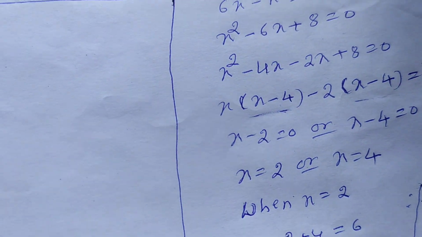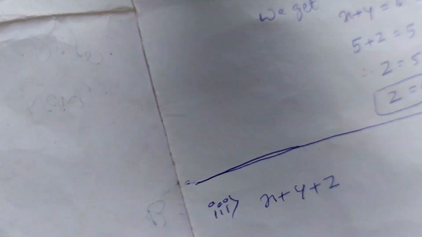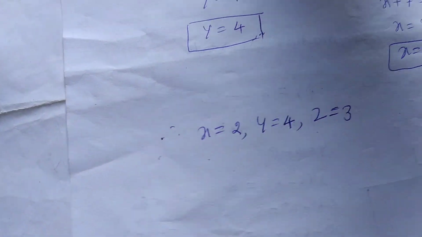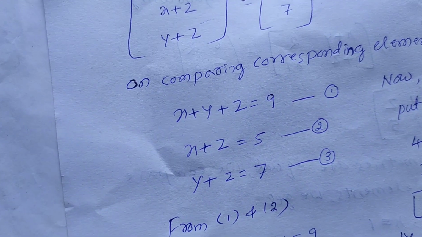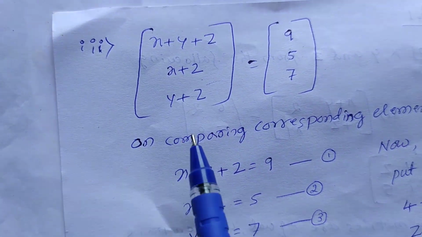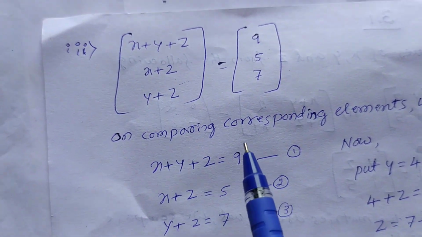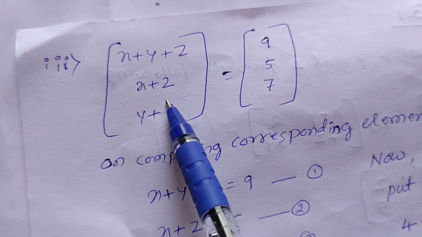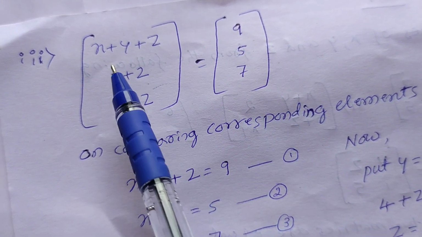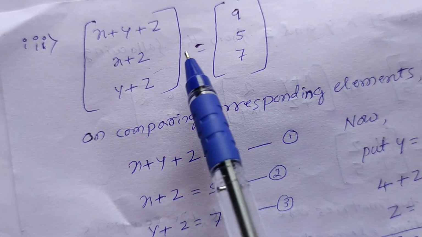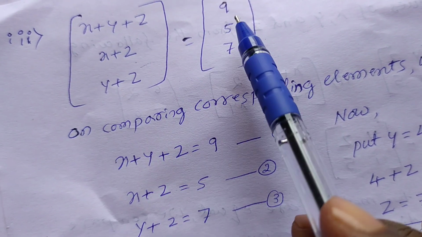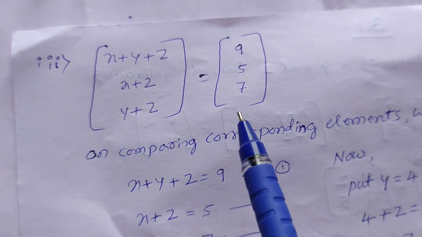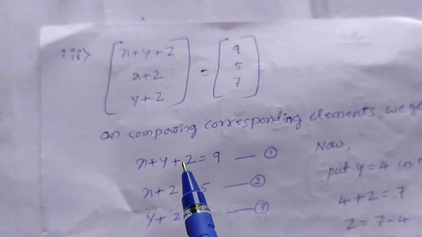Now the next example, that is the third one. Third example is like this. Here also we are given two matrices of the same order. Here there is only one column, here also only one column, and the rows are 1 2 3 and 1 2 3. So 3 rows 1 column, 3 rows 1 column, having the same order. And also find the values of x, y and z.